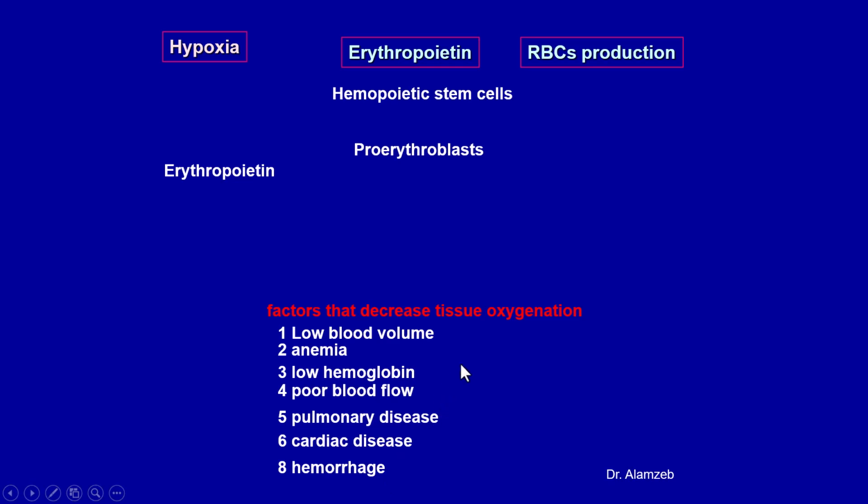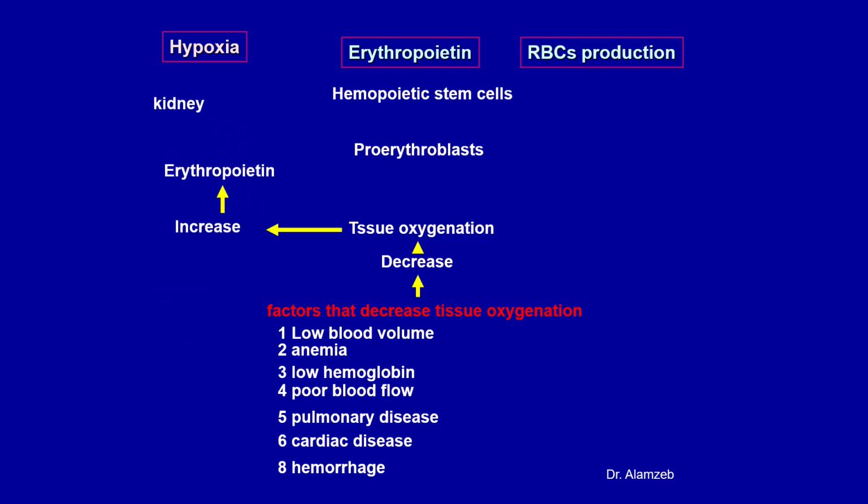All these conditions cause a decrease in tissue oxygenation, and when there is decreased tissue oxygenation, it increases erythropoietin by the kidney, and the kidney produces erythropoietin, and this erythropoietin acts on hematopoietic stem cells, and these hematopoietic stem cells, as I described in the previous slides, produce pro-erythroblasts in combination with differentiation and growth factors, and then the red blood cell is produced.